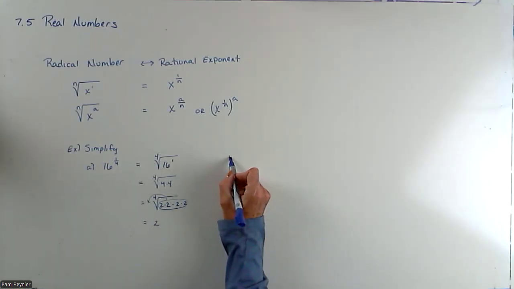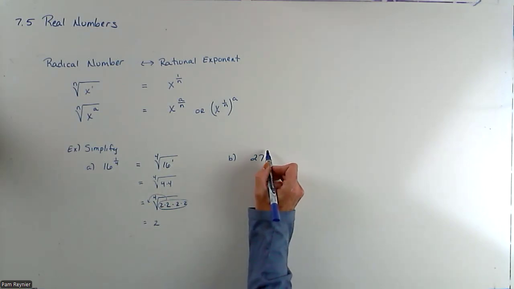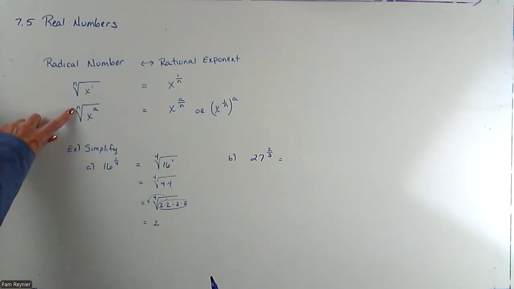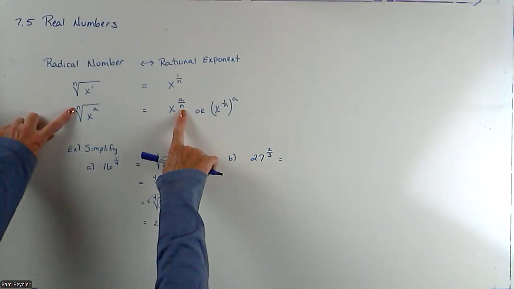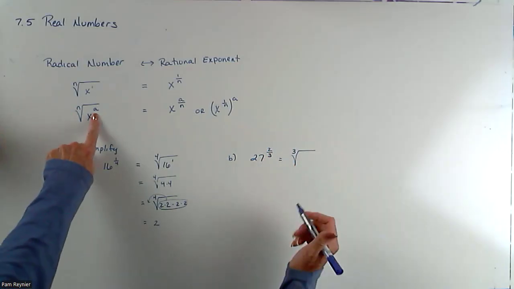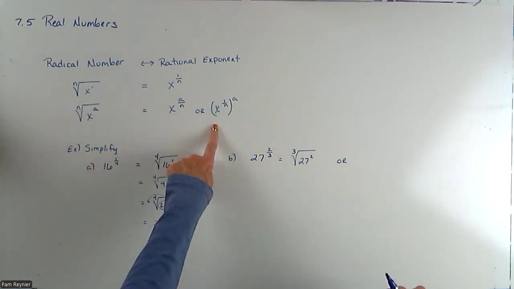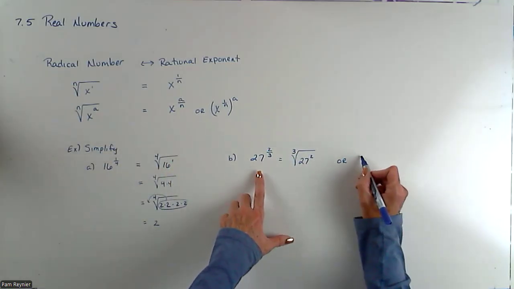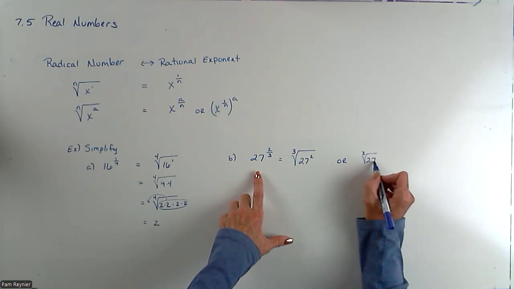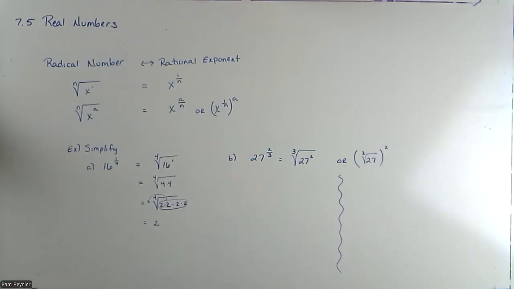So let's say I ask for 27 to the 2/3 power. Well, again, the denominator is the index number. So we now know that the denominator is 3, so the index number is 3. And then the numerator is the power. So this would be 27 squared. Or the other way to look at it is I could say the cubed root of 27, and then I could square this. So we're going to work this out both ways. It doesn't matter which way you choose, they mean the same thing.